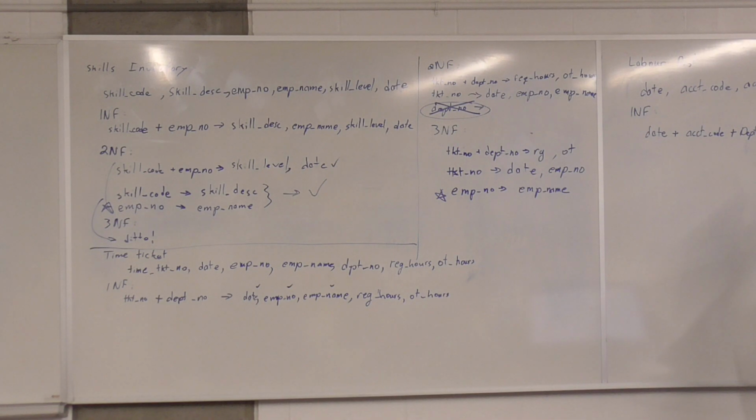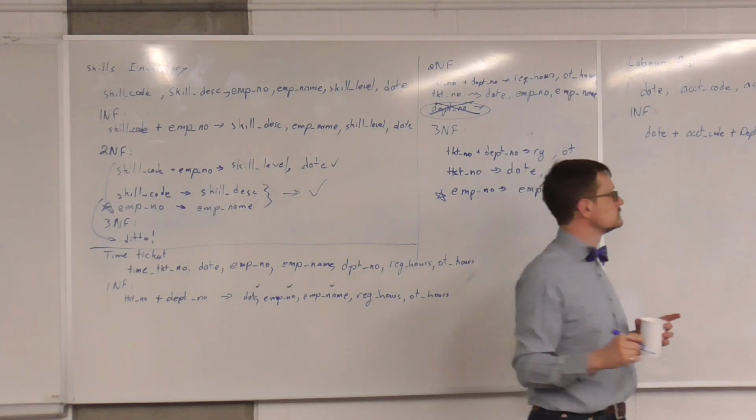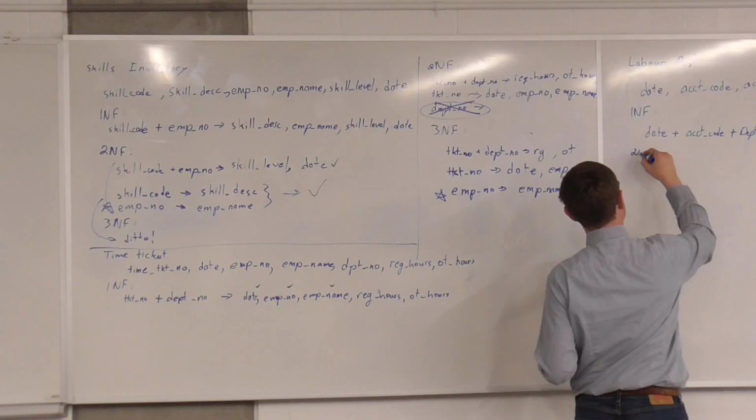So then the rest of them are here. Account name, department name, hours, and dollars. All right. Second normal form.